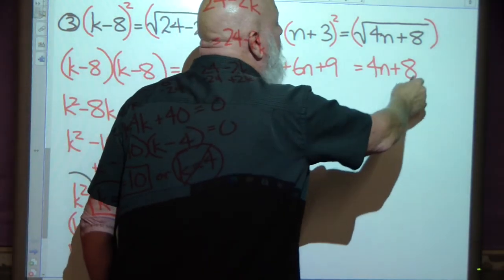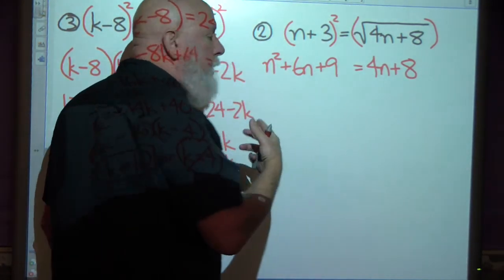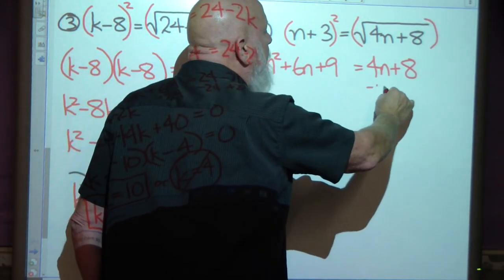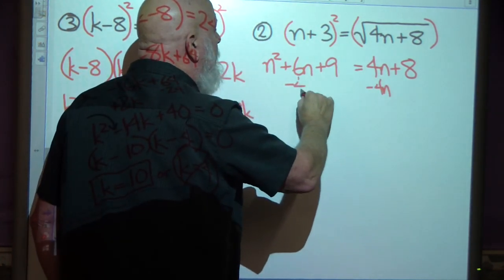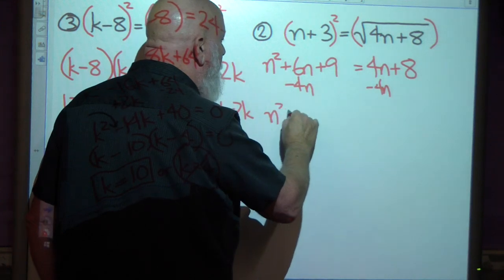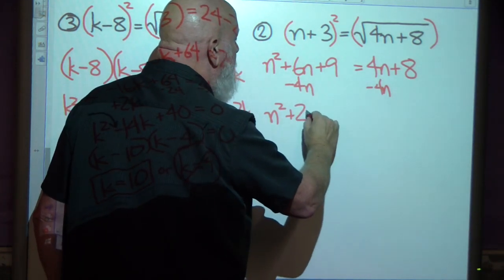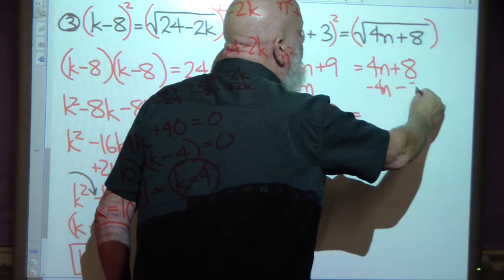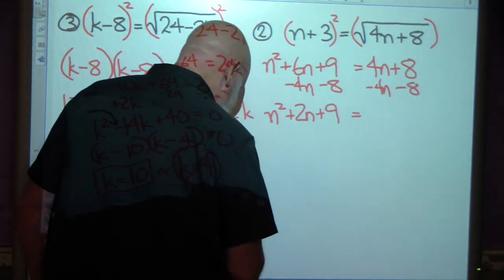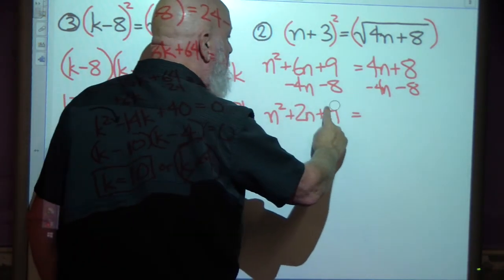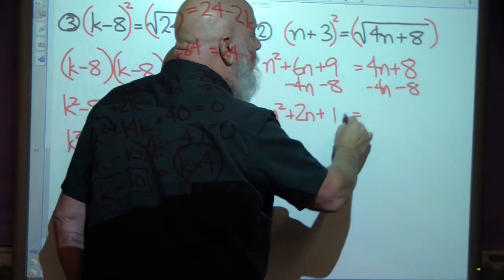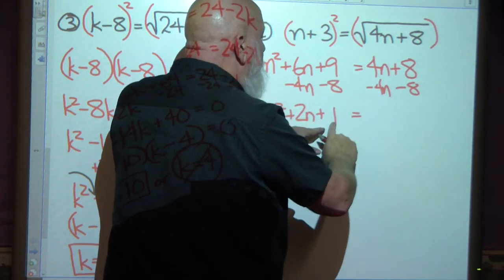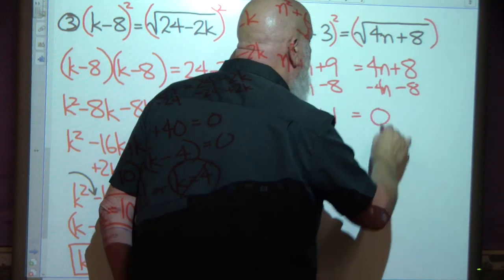Now, I want to set this side equal to 0 because this is quadratic. And when we solve quadratic equations, we want one side to be 0. So I'm going to subtract 4n from both sides. That gives me n squared plus 2n plus 9 is equal to, I can go ahead and subtract 8 at the same time. So 9 minus 8 is 1, isn't it? I've just turned this whole side into 0. I subtracted 4n, that gave me 2n, and I'm subtracting 8, and that gives me 1. So this side turns into 0, and now I can try to factor.